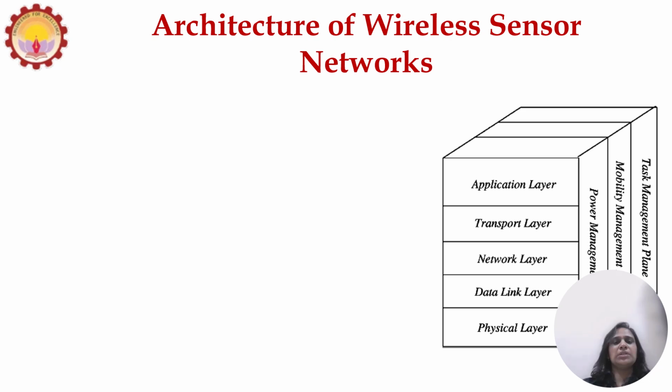So now we will see the architecture of this wireless sensor network. This right side diagram indicates the architecture of a wireless sensor network, where the vertical lines represent the application layer, transport layer, network layer, data link layer, and physical layer, and the horizontal ones represent the power management plane, mobility management, and task management. So we will see these layers one by one.